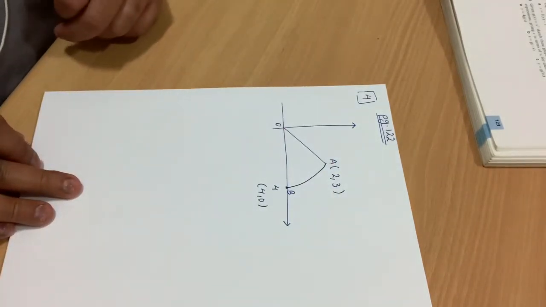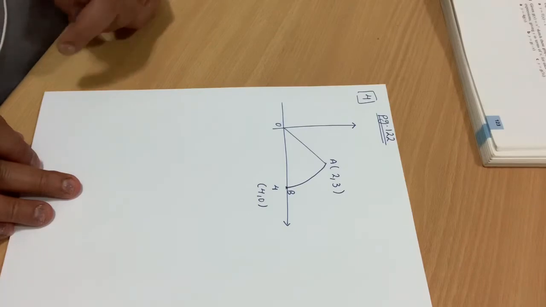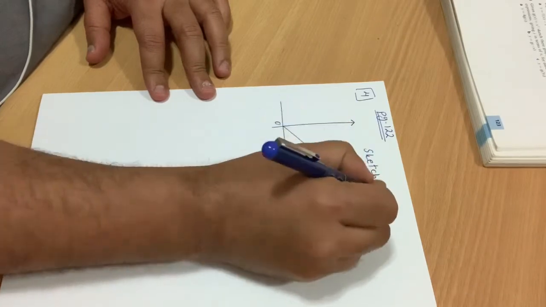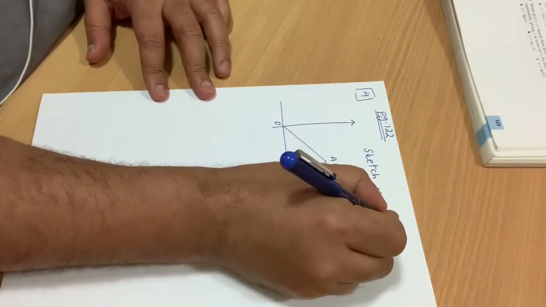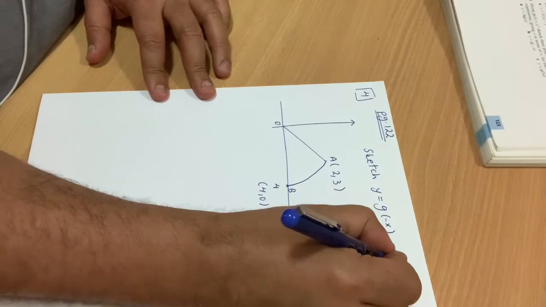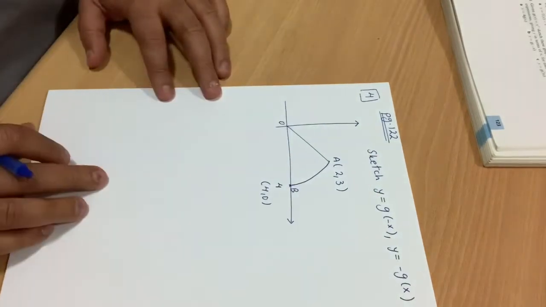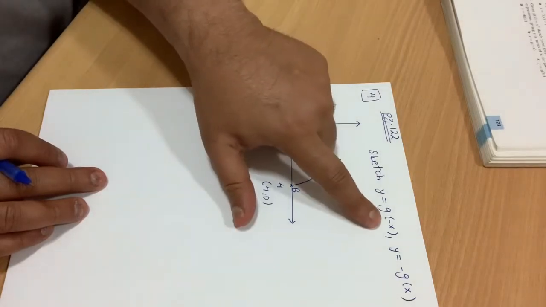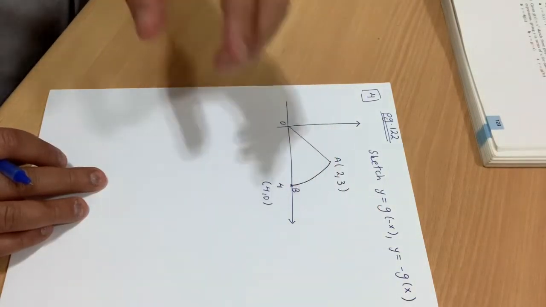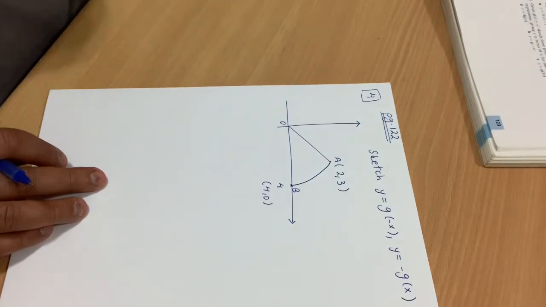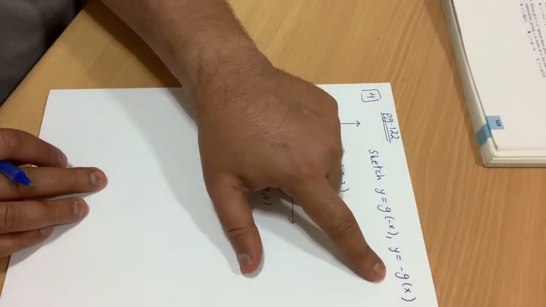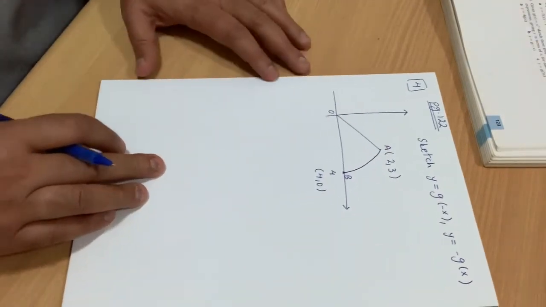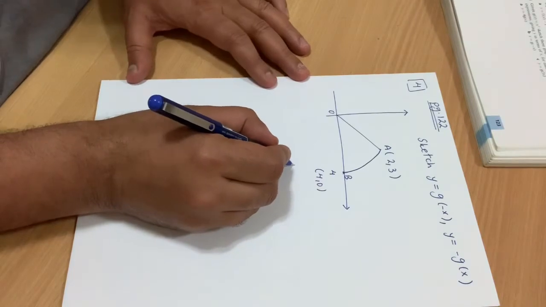It's required to sketch on the same axis two functions. Sketch y equals g of negative x and y equals negative g of x. So basically these two curves are reflection curves. This curve, g of negative x, is a reflection about the y-axis, and this curve is a reflection about the x-axis. This is y, this is x. Okay, so on the same axis, we're going to draw the curve one more time.